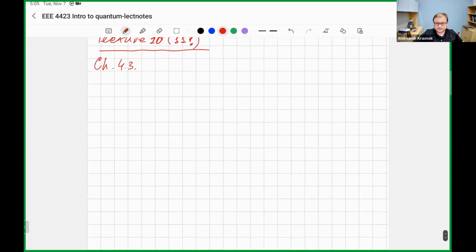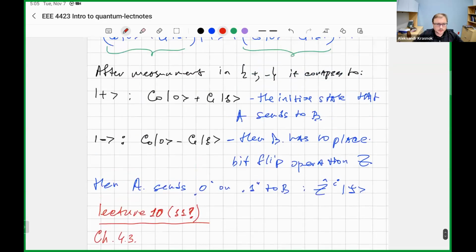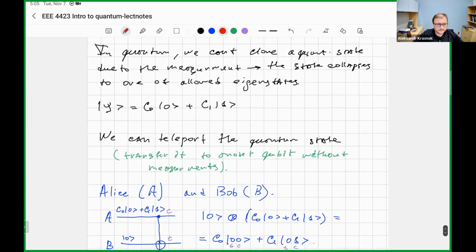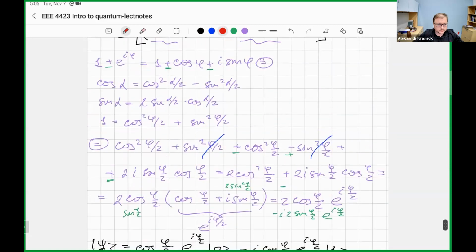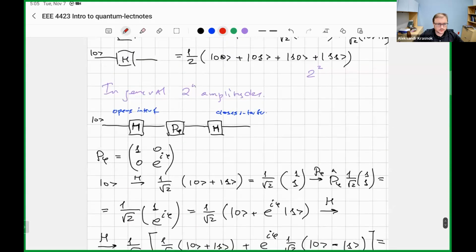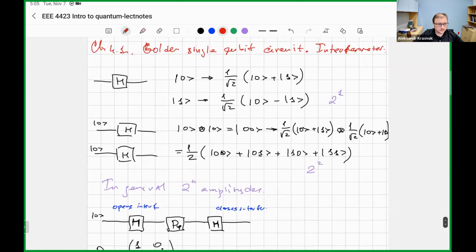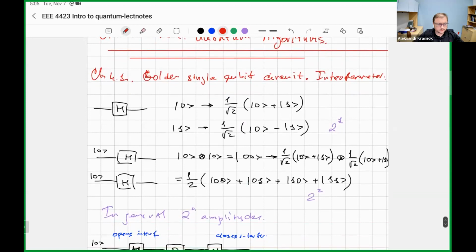Let's quickly recap what we did last week. Last week we started our discussion on quantum algorithms, and we discussed the first circuit, or the first algorithm. We call this the golden single qubit circuit, and it relates to the concept of the quantum interferometer.